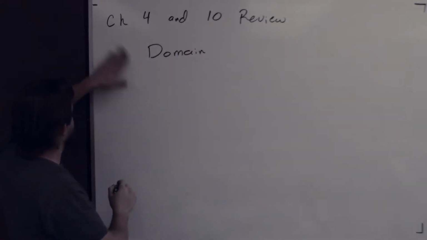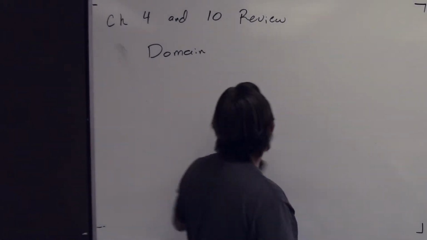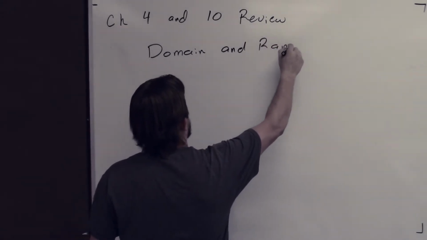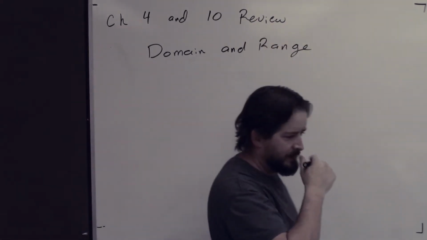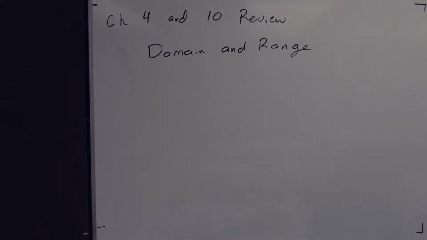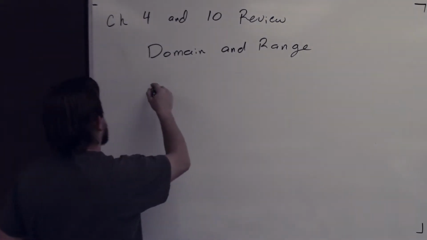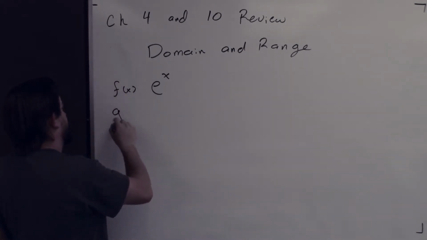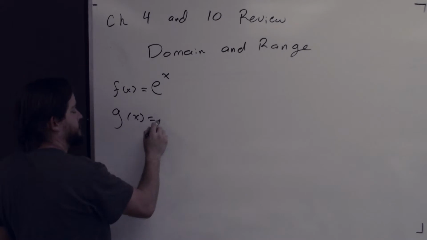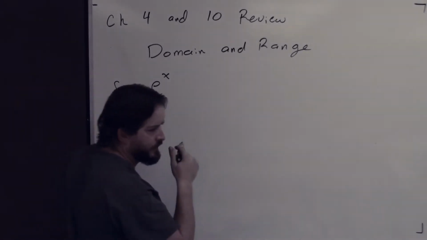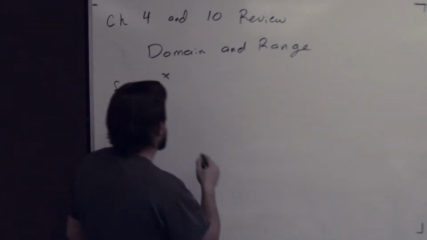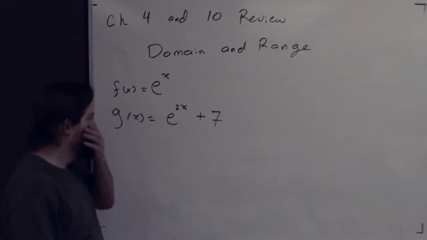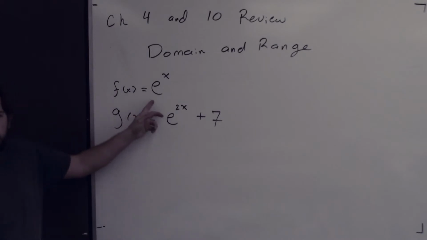This isn't like question 1 or anything. I don't know why I wrote that, but the domain and the range of functions like e to the x, and say g of x equals e to the x plus 7, or e to the 2x plus 7. Okay. So let's look at this first one first. Let's look at e to the x.